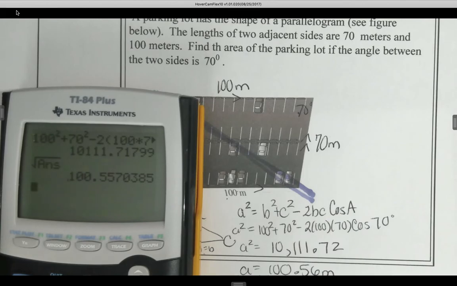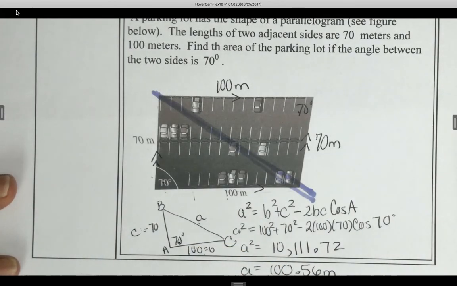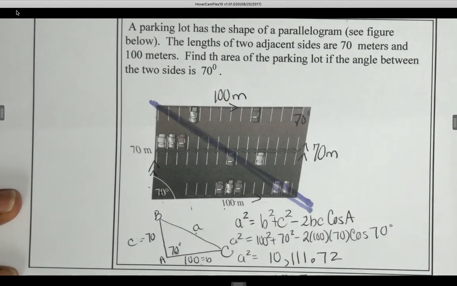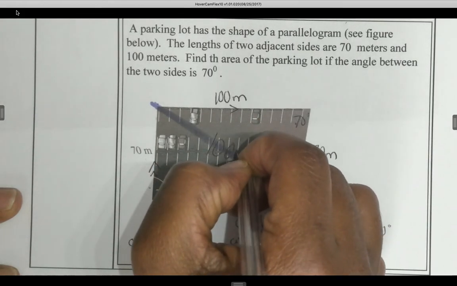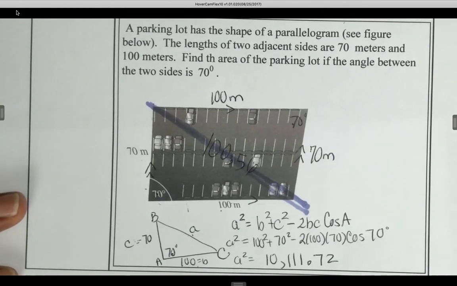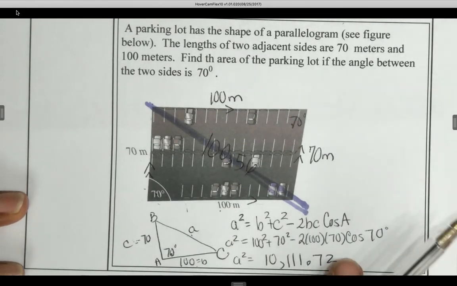So now I know that the diagonal is 100.56, which means in Heron's formula, I have everything I need. Put here 0.56. I have everything I need. I have an A, B, and a C. I'm going to plug them all in.